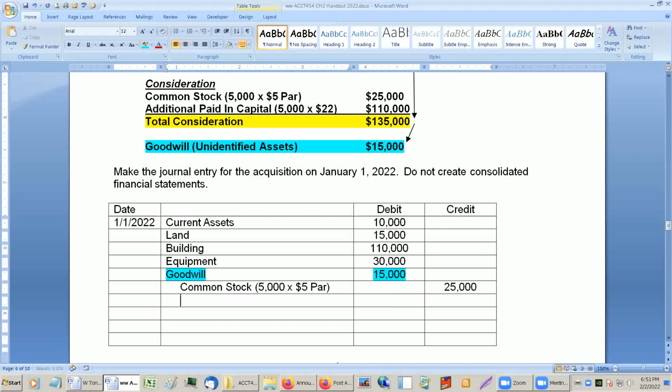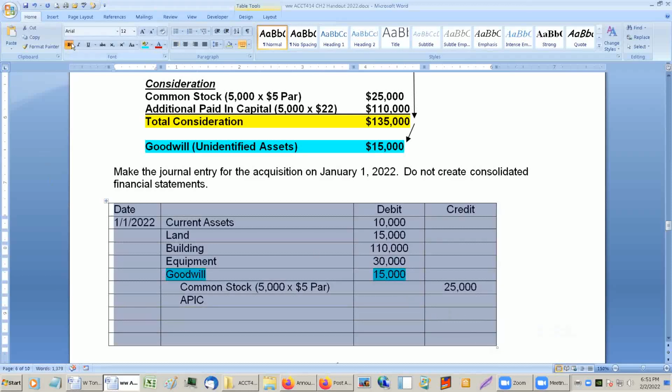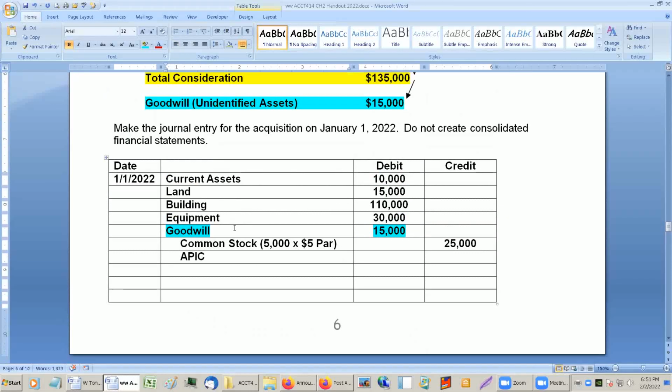And I'm going to abbreviate this, and feel free to do this, by the way. You'll actually see companies just list it as APIC. We won't even bother to fill it out. So the APIC would be, I'm going to do it a little bit differently today, $5,000 times fair value minus the par.